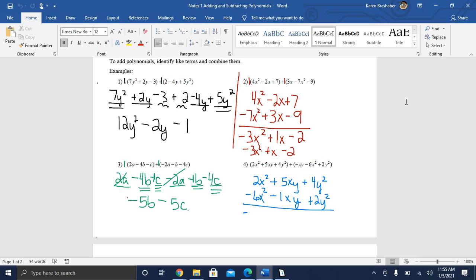2 and negative 6 combine to negative 4. We'll have x to the second. Positive 5 and negative 1 also combine to positive 4. We'll keep the xy. And then the 4y to the second and the 2y to the second will combine to 6y to the second. And there you have the adding of like terms. If you'll turn your paper over, we will continue on with the subtraction part of your lesson.